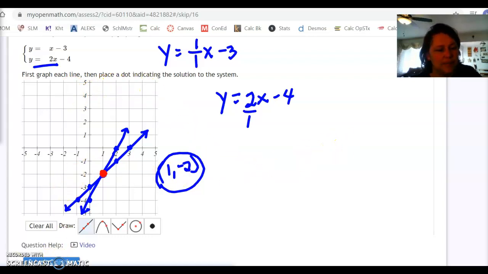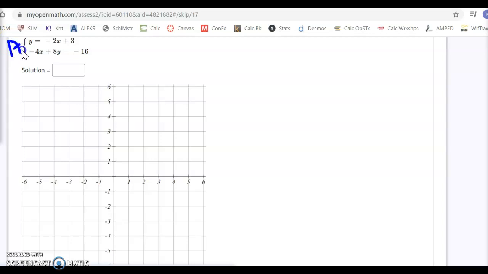Number 16. Okay, this is number 17. So for number 17, again, the same thing. We have y equals negative 2x plus 3. And we need to graph that. Where is our starting point this time? Give you guys a minute to think about that. We want to start at positive 3 on the y-axis. We're going to go there and we're going to make an actual point. That starting point is an actual point.